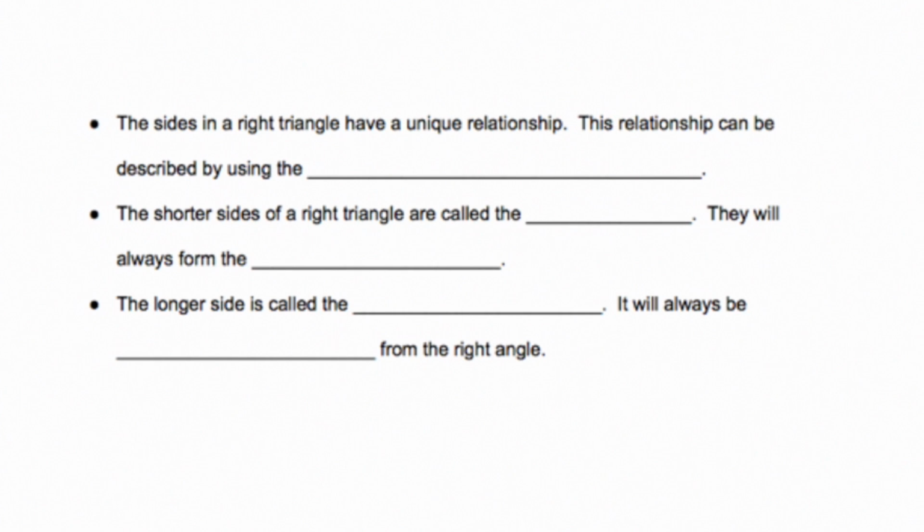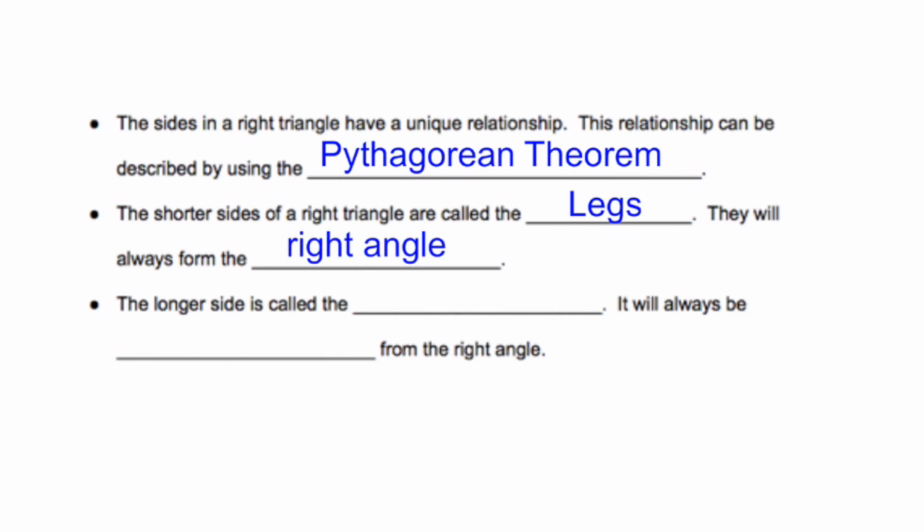The sides of a right triangle have a unique relationship. This relationship can be described by using the Pythagorean theorem. The shorter sides of a right triangle are called the legs. They will always form the right angle. The longest side of a right triangle is called the hypotenuse. It will always be opposite or across from the right angle.